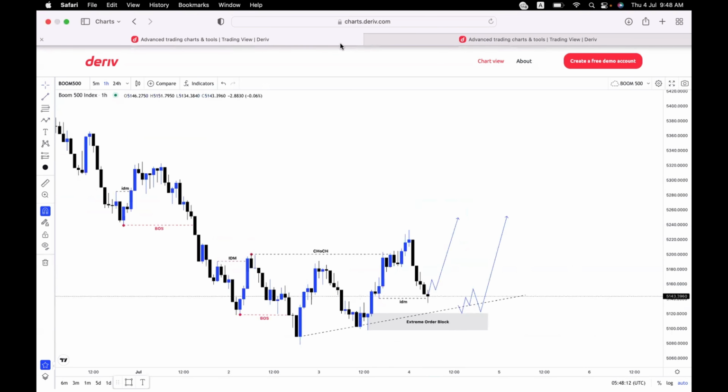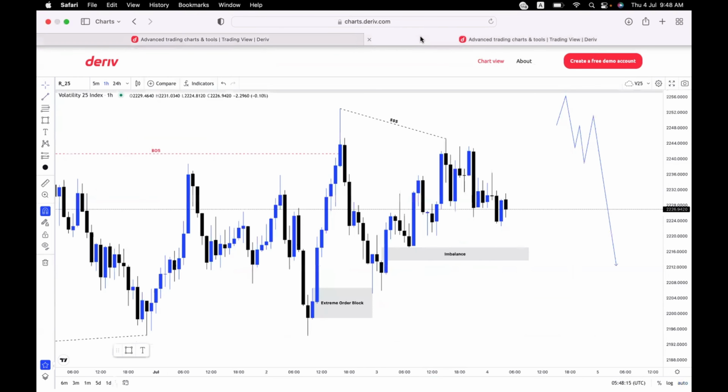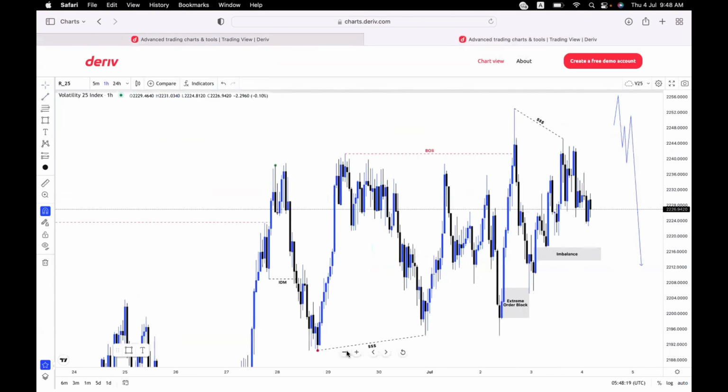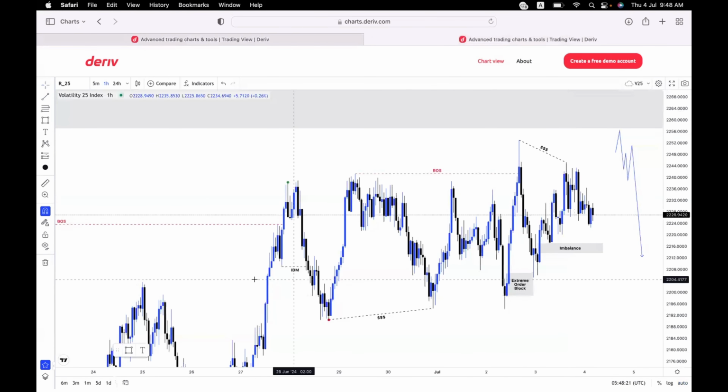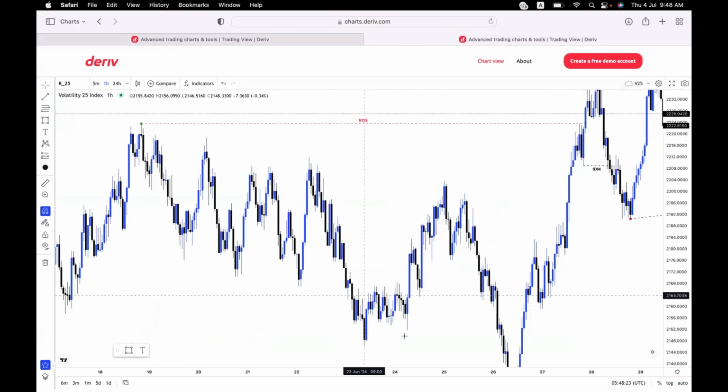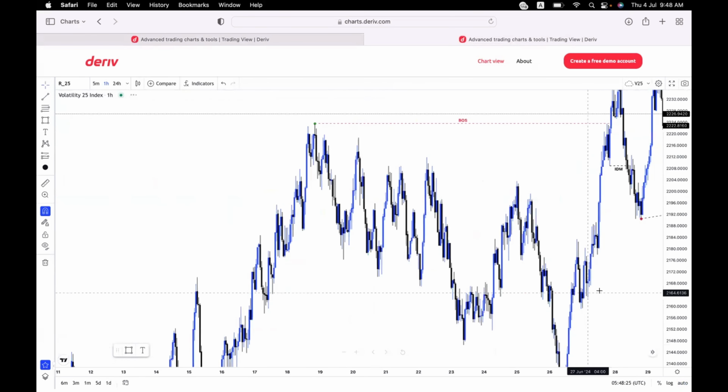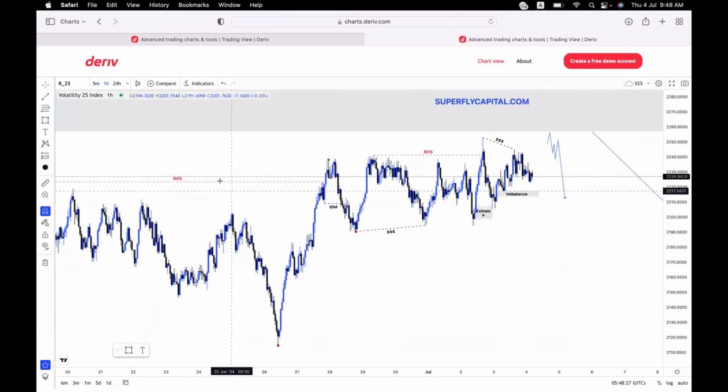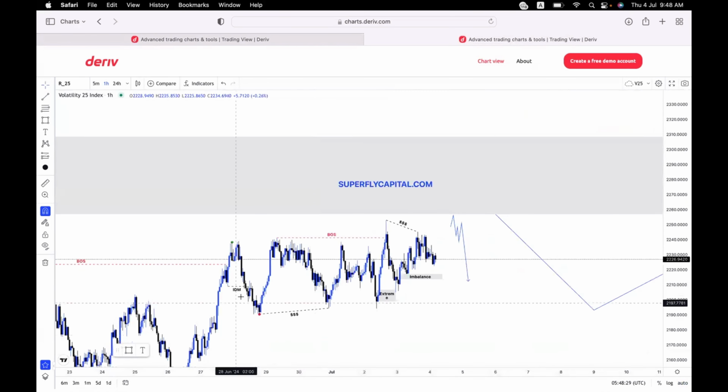Now we go to volatility 25. So the analysis is already done here. So I'm just going to explain what the analysis is. So on the 1 hour time frame, we can see price was in a bullish structure, right? As you can see, this breakout structure here. Then price took out adjustment, and then it created liquidity here, and then liquidity was taken out, as you can see by this candle here.